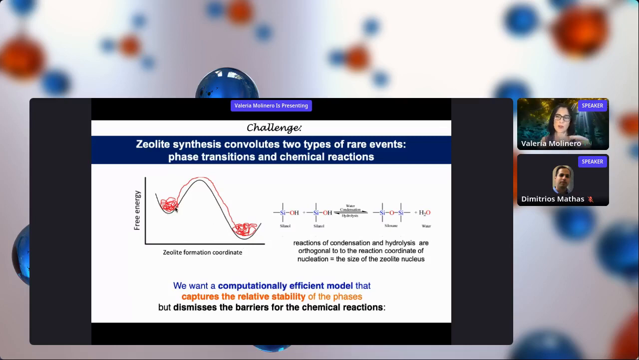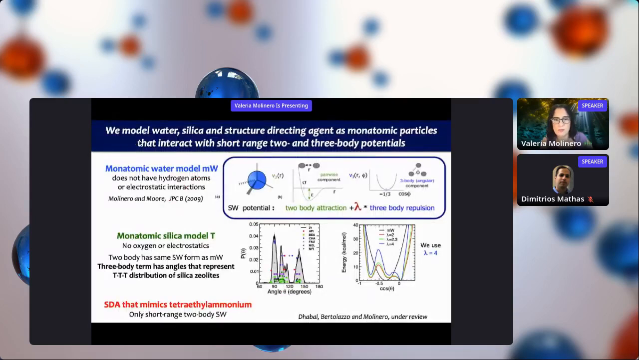But you also have, on top of that and perpendicular to the reaction coordinate, a very slow transformation, because every time you have to open and close a bond, you have to do a chemical reaction that also has a sizable chemical barrier. So the way we go about modeling the formation of the zeolite in reasonable times is to develop a very computationally efficient model that captures the relative stability of the phases, the thermodynamics of silica, zeolites versus liquid, but dismisses completely the barriers for the chemical reactions.